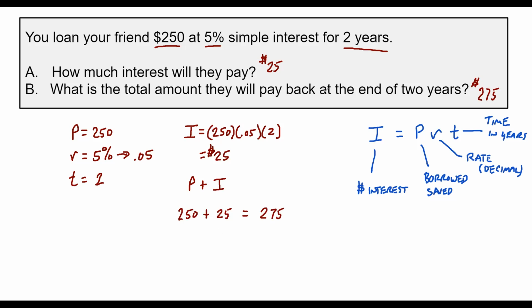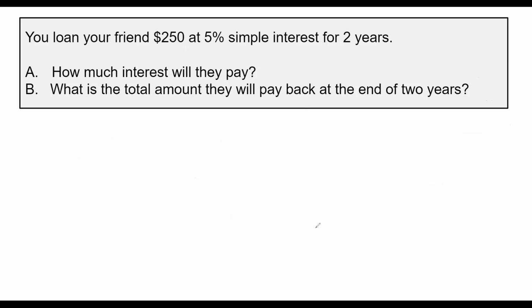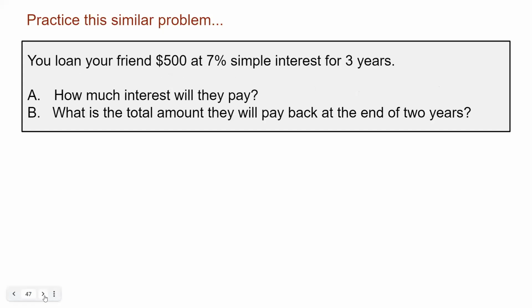Okay, I hope that helps you understand this kind of problem a little bit better. I'm going to clear those drawings, and as I always do, I'm now going to queue up a similar problem. Let me just read through it. You loan your friend $500 at 7% simple interest for 3 years. The two questions are the same. How much interest will they pay? And what is the total amount they will pay back at the end of 2 years?